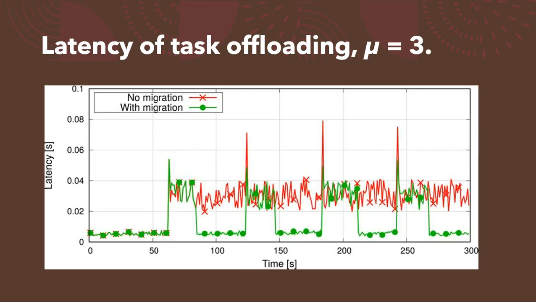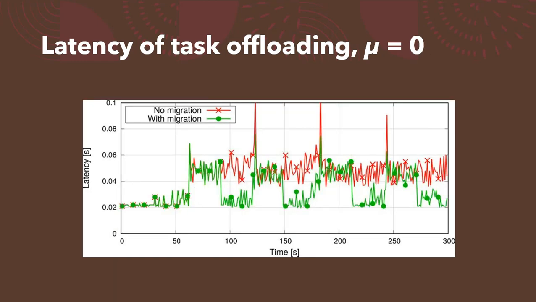Where we see latency of task offloading UE, we see that without service migration, latency always stays above 35 milliseconds. When the application migrates, latency goes back to about 20 milliseconds after the transient. This shows the metric where the latency of task offloading is equal to 0.